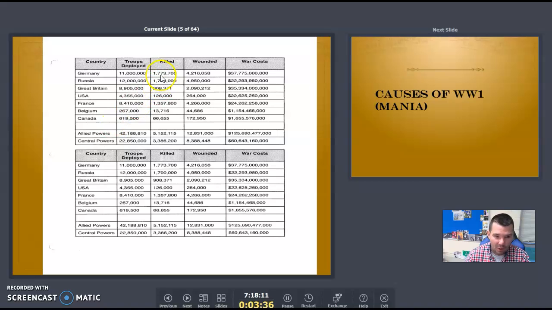Now look at the number of people that were killed. This is only including troops, not civilians. This war was fought in cities, in population areas. In soldiers alone, over 8.4 million were killed. That's not including the 20 million that were wounded, some severely. It also isn't including civilians that were killed, which was tens of millions, and it doesn't include the casualties of the Spanish flu, the pandemic of 1918, as we'll get into in this unit as well.